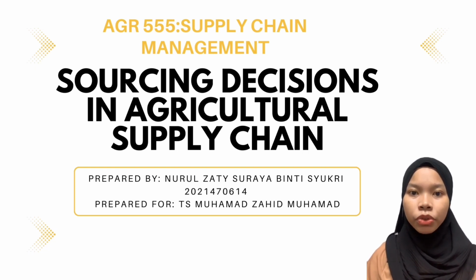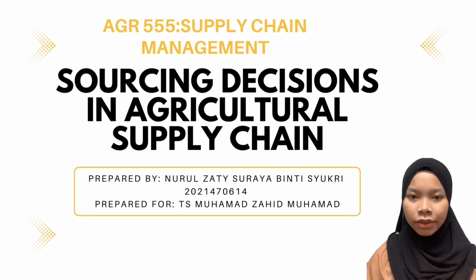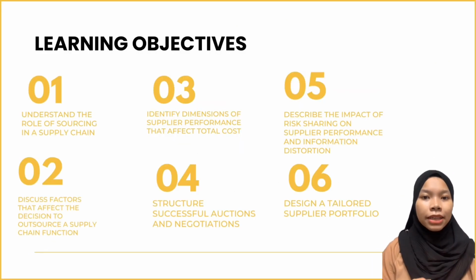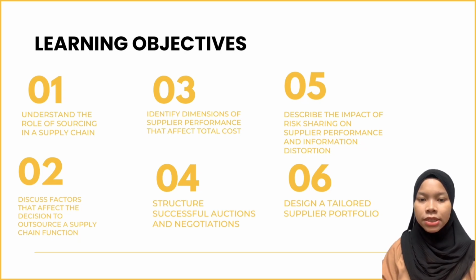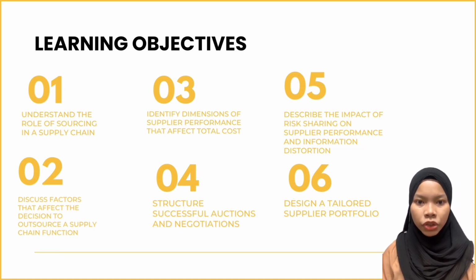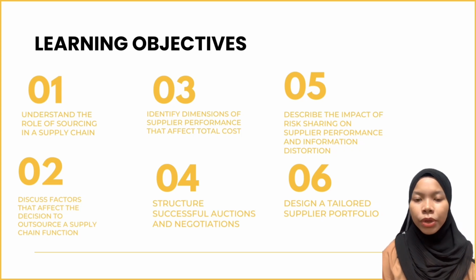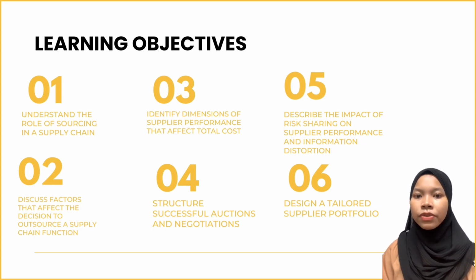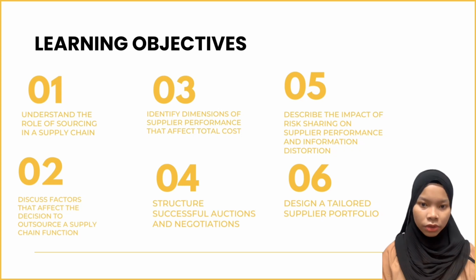I'm here to present about sourcing decisions in the agricultural supply chain. In this chapter, we have 6 learning objectives. The first one, we need to understand the role of sourcing in a supply chain. Next, we discuss factors that affect the decision to outsource a supply chain function. After that, we can identify dimensions of supplier performance that affect total cost.